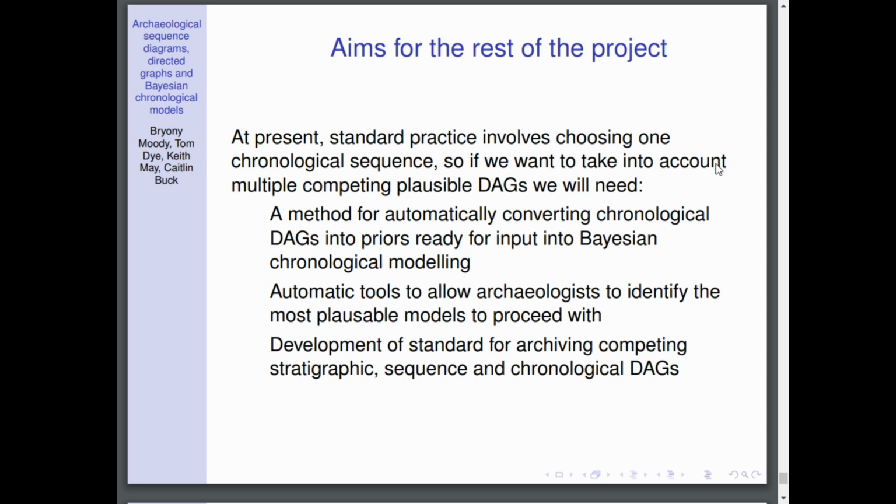So how are we going to manage that? So we're going to want a method for automatically converting chronological DAGs into priors, ready for input into Bayesian chronological modelling. We'll also want automatic tools to allow the archaeologist to identify the most plausible graphs and proceed with them. That'll probably be statistical tools, but that's something we need to consider. And then we also need a development for the standard of archiving competing stratigraphic sequence and chronological DAGs, because there just isn't one at present.